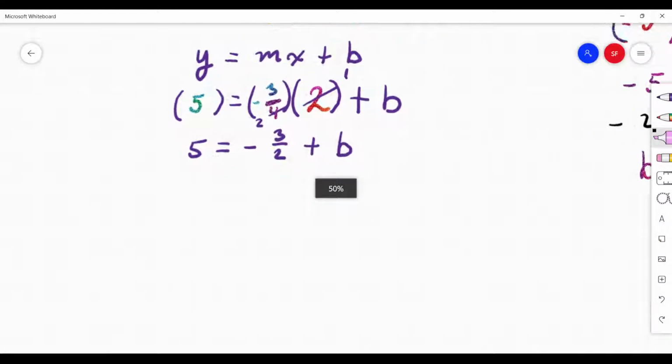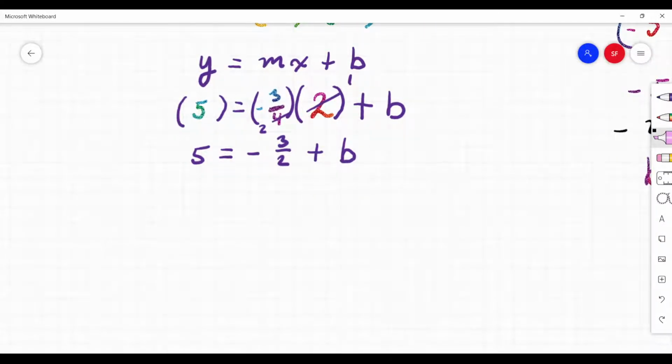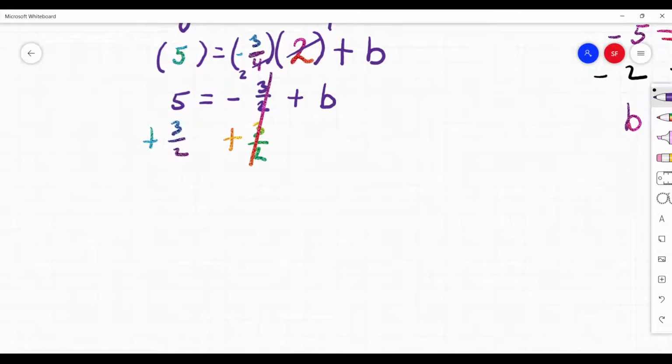Okay, so now we're not quite finished. So what should we do? Add 3/2, yeah. So what's 5 plus 3/2? 6 and 1/2. Yeah, 6 1/2 or 13/2. Either one of those is technically true.